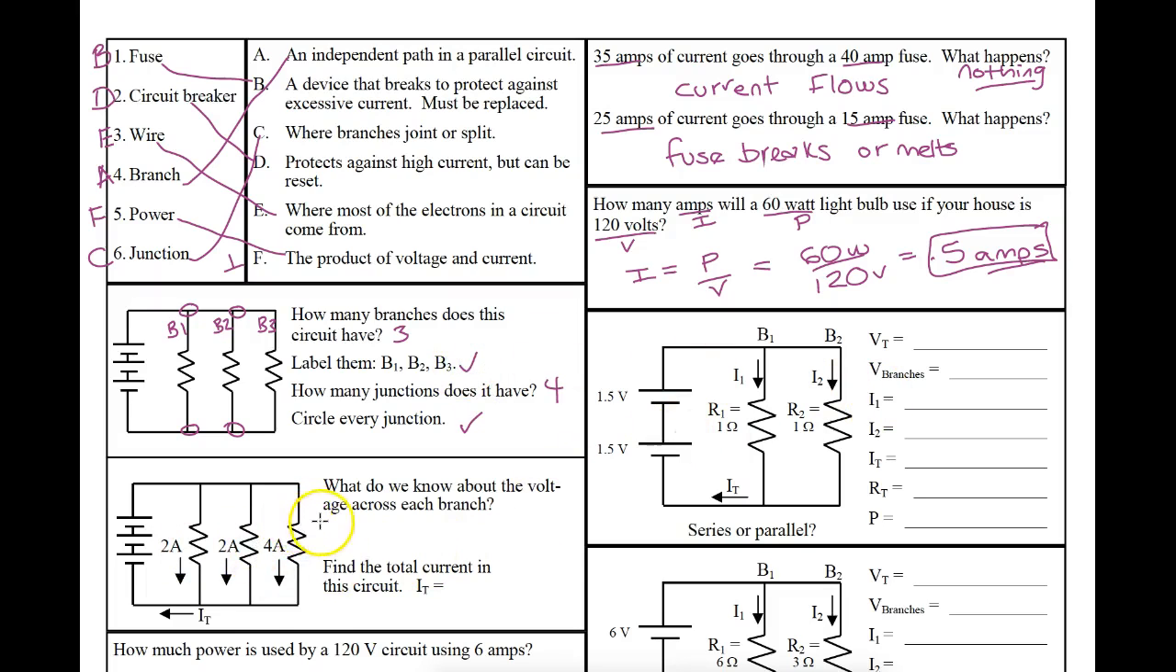So now we're going to look down here. It says, what do we know about the voltage across each branch? So the voltage we have here is we have 2 amps running down this branch, 2 amps, and then 4 amps. So the voltage is going to, first of all, be the same. Voltage, the same.